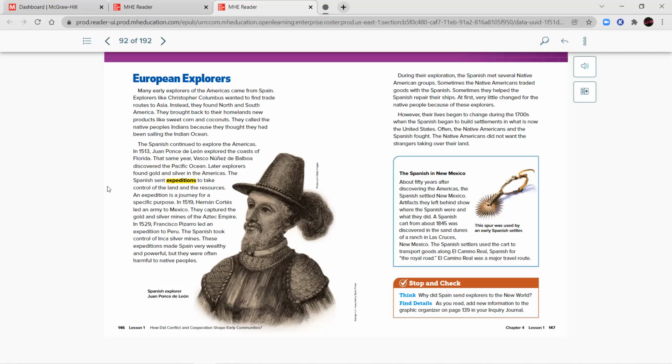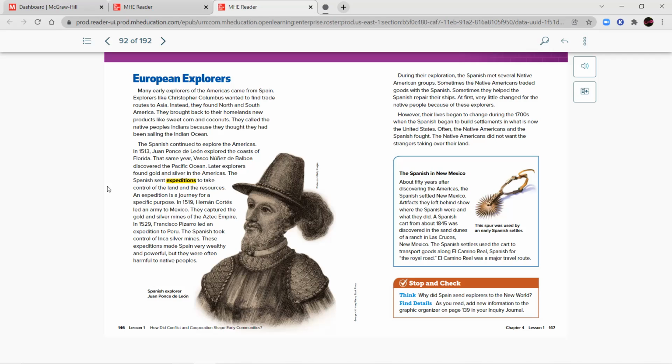Often the Native Americans and the Spanish fought. The Native Americans did not want the strangers taking over their land. About 50 years after discovering the Americas, the Spanish settled in New Mexico. Artifacts they left behind show who the Spanish were and what they did. A Spanish cart from 1845 was discovered in the sand dunes of a ranch in Las Cruces, New Mexico. The Spanish settlers used the cart to transport goods along the El Camino Real, Spanish for the Royal Road. El Camino Real was a major travel route.